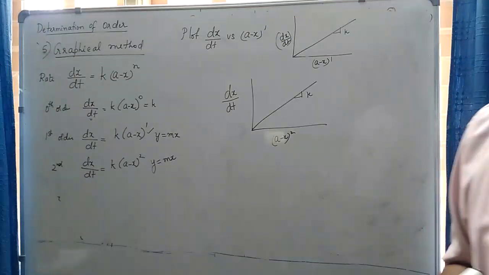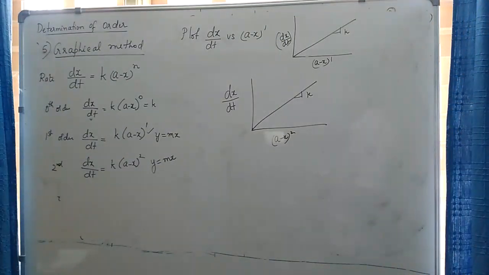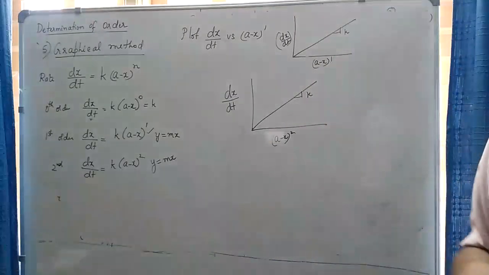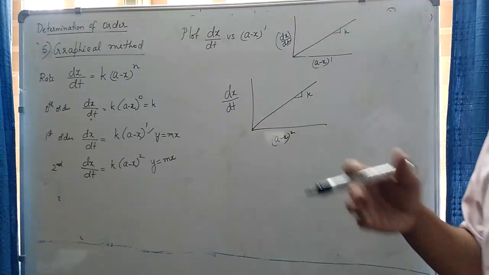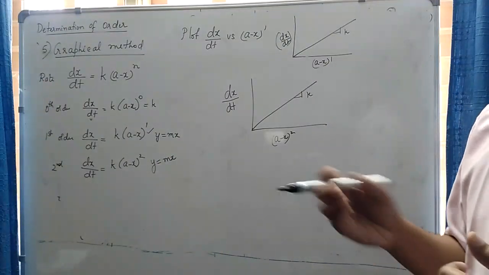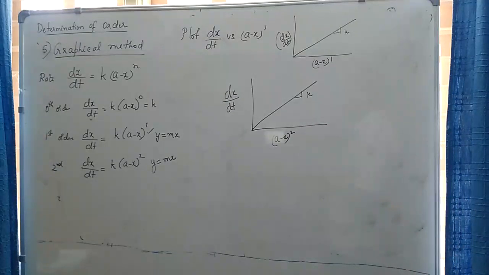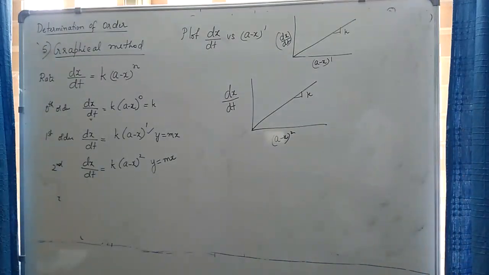The last method, which is actually not a method, it is a technique that can be used for the above five methods, that is differential method, Van't-Hoff differential method, or integral method, or graphical method, or half-life method. That technique is called Ostwald's isolation technique or Ostwald's isolation method.